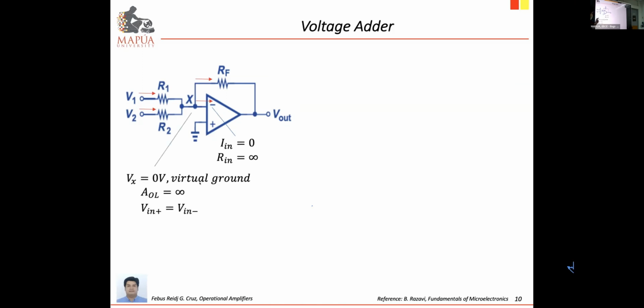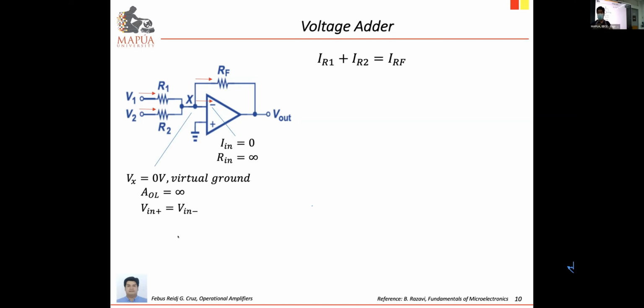And we can always assume that the voltage at one input equals the voltage at the other input. So with one input grounded, this one will be virtually grounded. They will have the same potential. So based on that, our current equation will be current along R1 added with current along R2 equals current along the feedback resistor. Then use your Ohm's law.